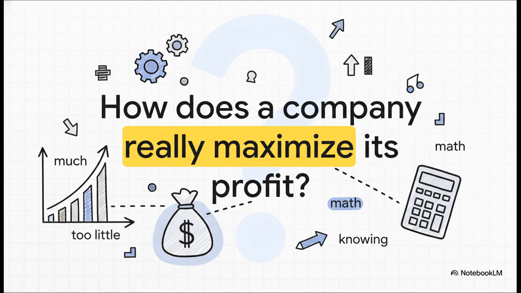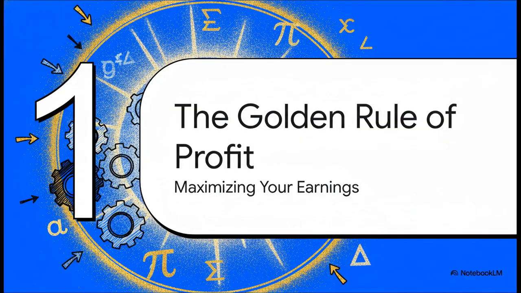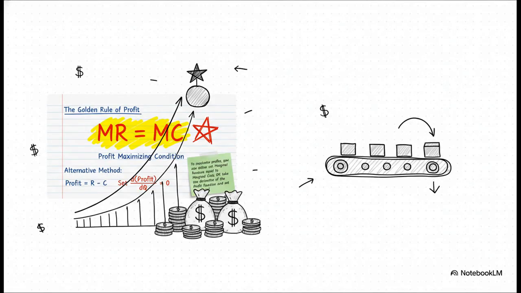Okay, first question, and it's a big one. It's something every single business on the planet is trying to figure out. How do they find that perfect sweet spot between making too little and making way too much? How do they know for sure that they're squeezing out every last dollar of profit? Well, it turns out there's a golden rule for this. A simple core principle that just cuts right through all the noise and gives us a clear target to aim for. And here it is.